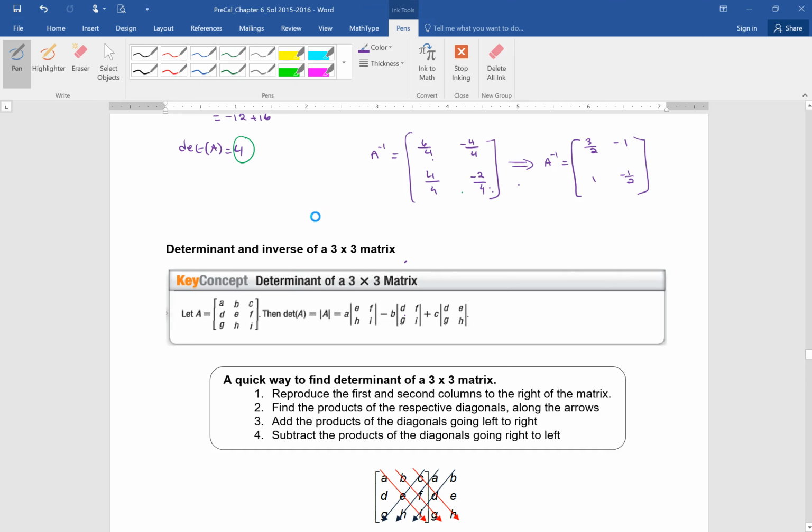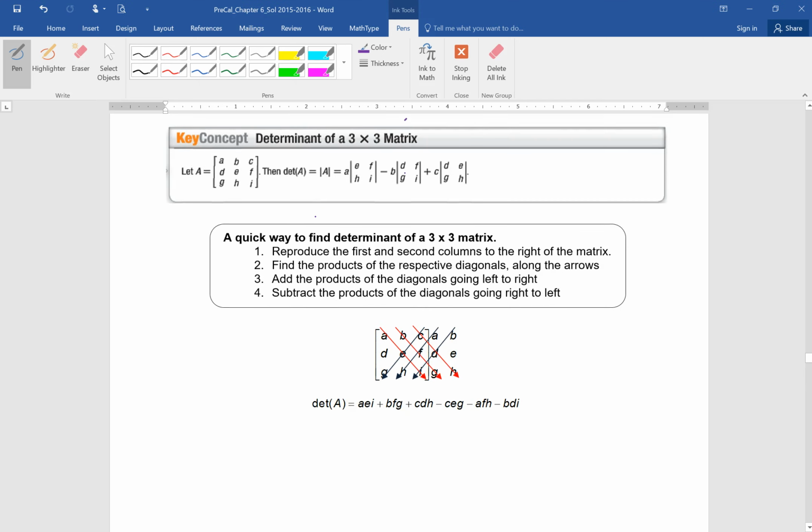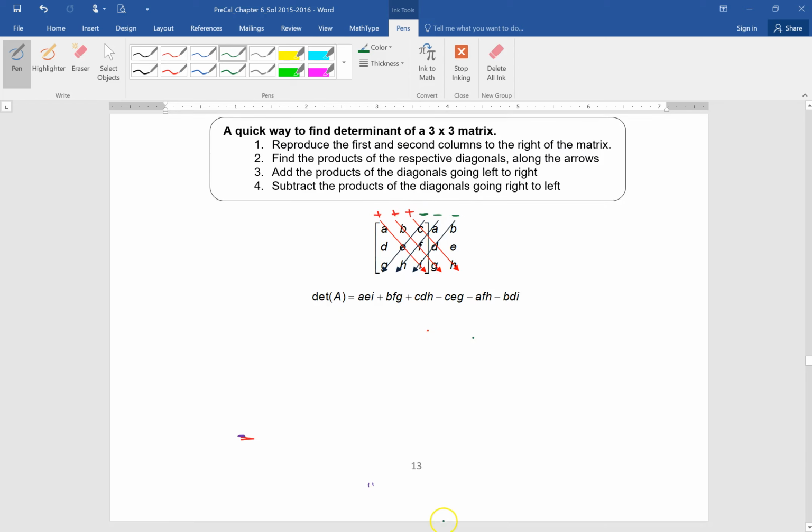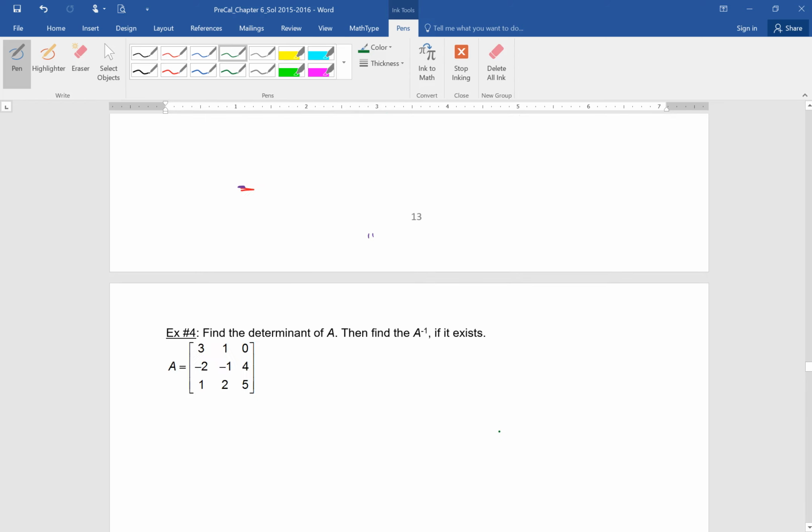Then you multiply along these arrows here. You just draw arrows, or diagonals, and you multiply. So A times E times I, and so on. The ones along this direction are added: plus, plus, plus. The ones in the other direction are subtracted: minus, minus, minus. And you have 3 and 3. So again, let's just do one. It's so much fun.